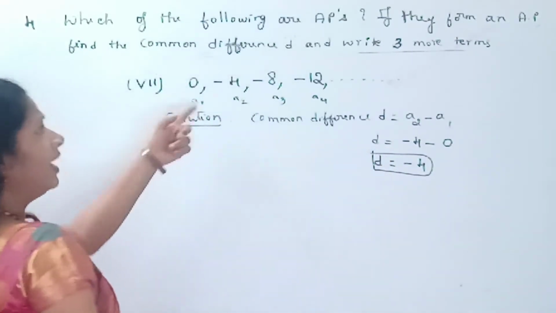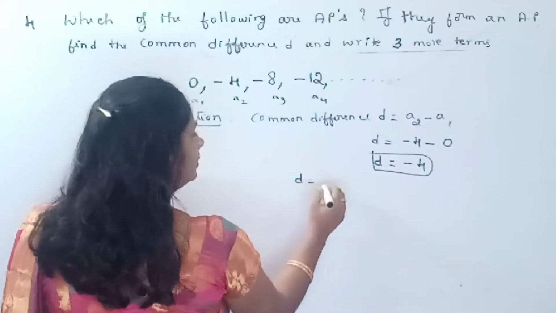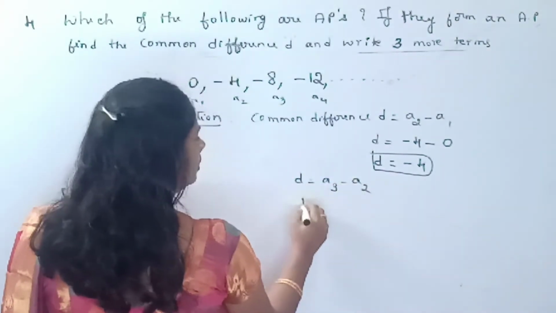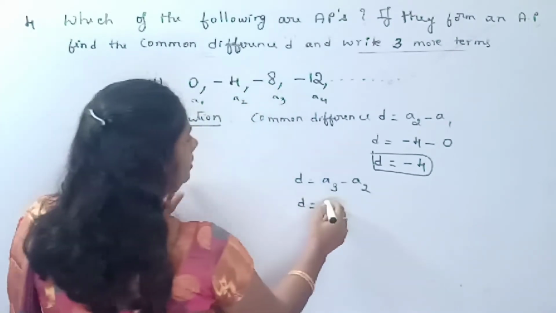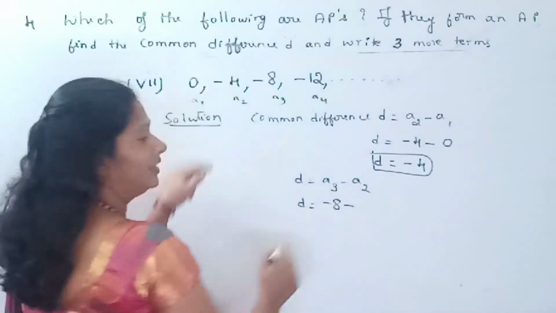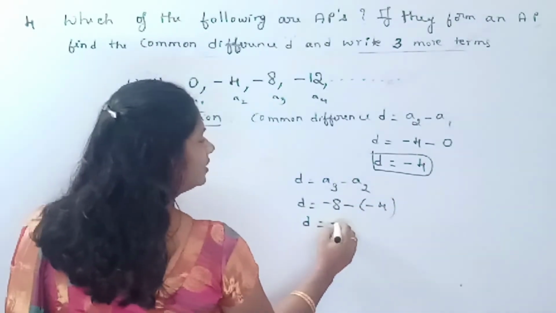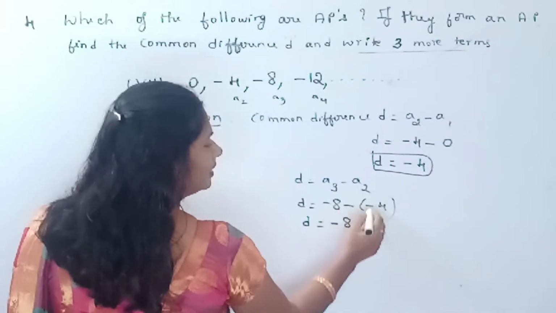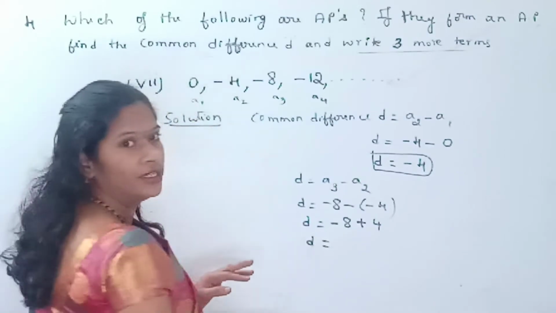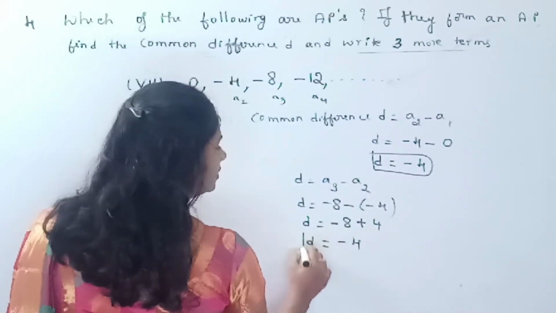Next, find common difference A3 minus A2. Got it? A3 minus A2 you find out. A3 value is -8 minus A2 value is -4. So what is the common difference, children? -8 minus of minus, it is +4. See here, what is the common difference we got here? -8 plus 4, it is -4.